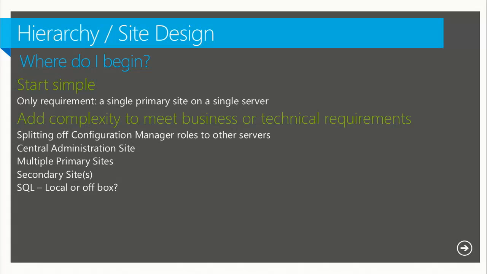You start with a single server, and then let's think through, okay, do I need to split off some roles? Do I need to split off a DP to another server, or split off a reporting point to another server, or split off SQL to another server? Those are things that would add complexity to my environment, but I have to think them through from that aspect. Do I potentially need more than one primary site? Which would mean I would need a central administration site. Don't start with that in mind. Start with simple, add complexity as it becomes necessary.